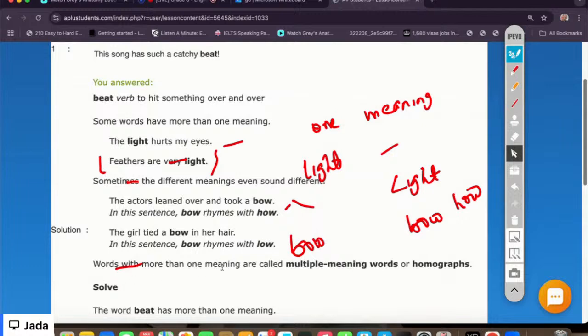Now, words with more than one meaning are called multiple meaning words or homographs. So you need to take notes. They are called homographs. Okay, so that is the name for these words. You have to take note that words will have different meanings and you have to be able to identify the different meanings.